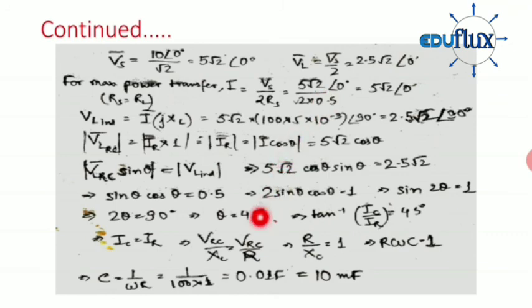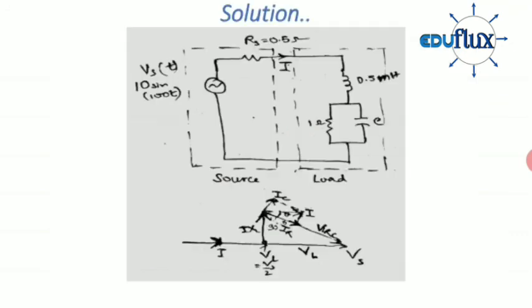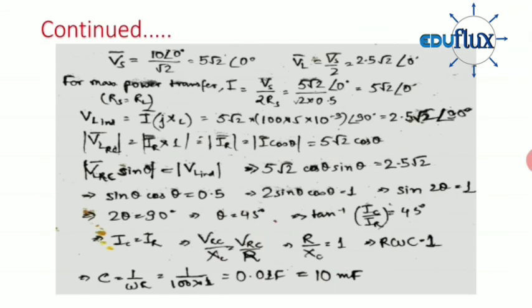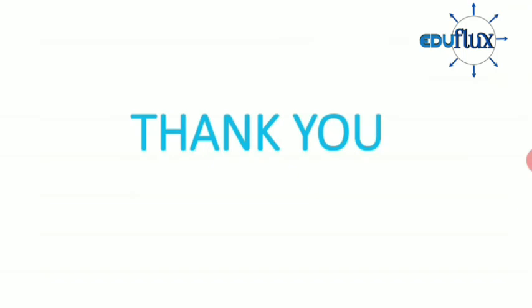So the value of the capacitance for the condition of maximum power transfer here comes out to be 10 millifarad. So I hope that the phasor approach of solving this problem seems quite easier, and it can also be followed as an alternative to the conventional method, in which the calculation can be a bit longer or cumbersome. So that's all for this video. Thank you.